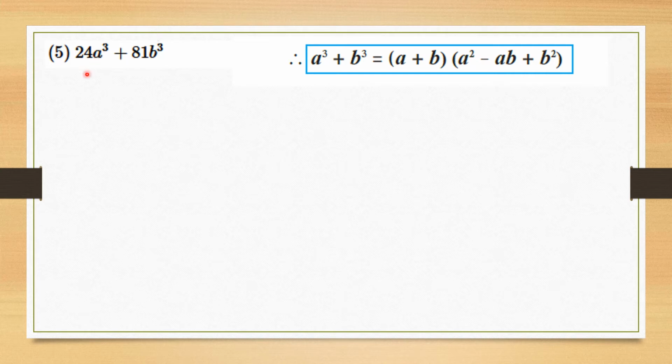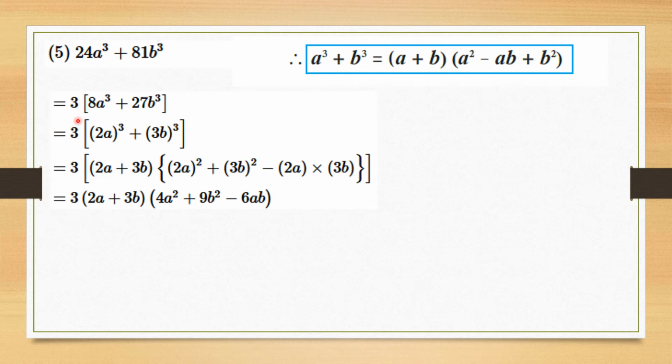Now, if you note one thing, 24 is not a cube of any number. Similarly, 81 is also not a cube of any number. So we cannot replace these numbers by their cubes. So for that, first what we do is take 3 common outside. Once you take 3 common outside, since 24 is a multiple of 3, or 24 comes in the table of 3, similarly 81 is also a multiple of 3, or we can say 81 comes in the table of 3. That is the reason we are taking 3 common outside.